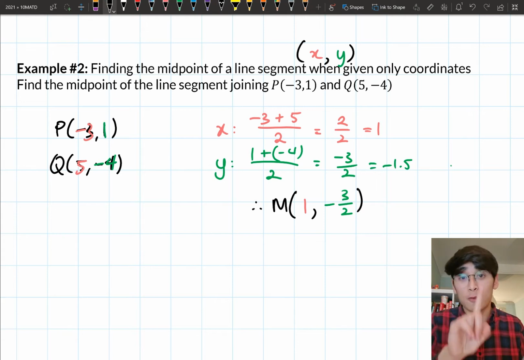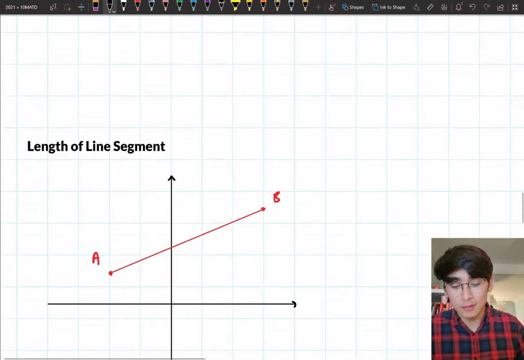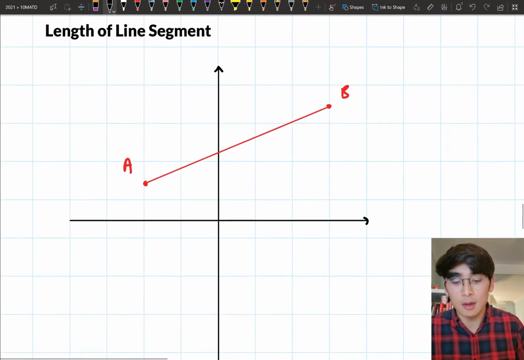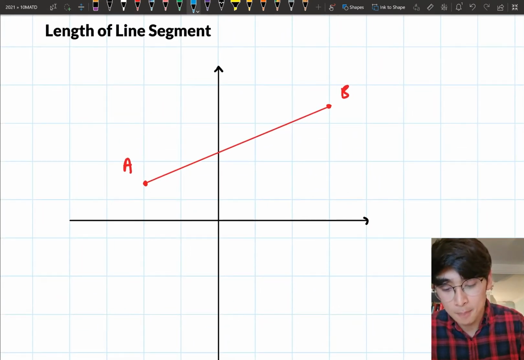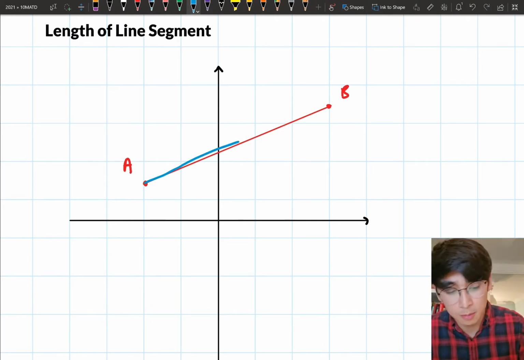Okay, so that's our first property that we want to find, the midpoint, the point which is halfway between our two end points. The second thing that we need to do is find the length. Now, the length of a line segment, what I want to do here is find how long it is between A and B. So I want to find how long this is, let me try to draw this again.